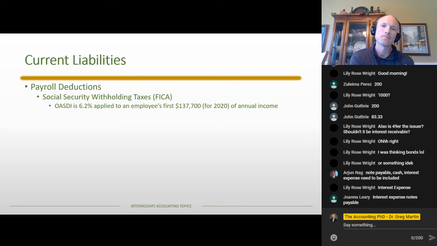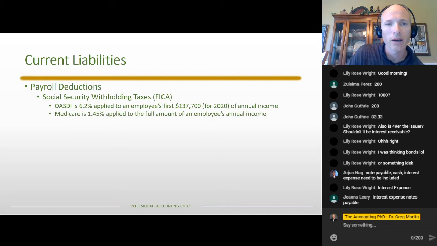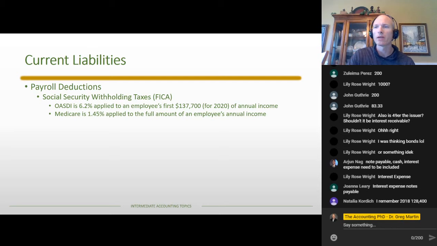And so 6.2% of the first $137,700. And then the second piece is Medicare. Medicare is 1.45%, and there's actually no cap on that. Exactly. 2018 was a different amount, exactly. So every year, the amount continues to go up. Lots of reasons. The number one reason is Social Security is basically insolvent, and so they have to keep increasing the amount that they collect in order to keep it solvent. And so it's just going to keep going up every year.